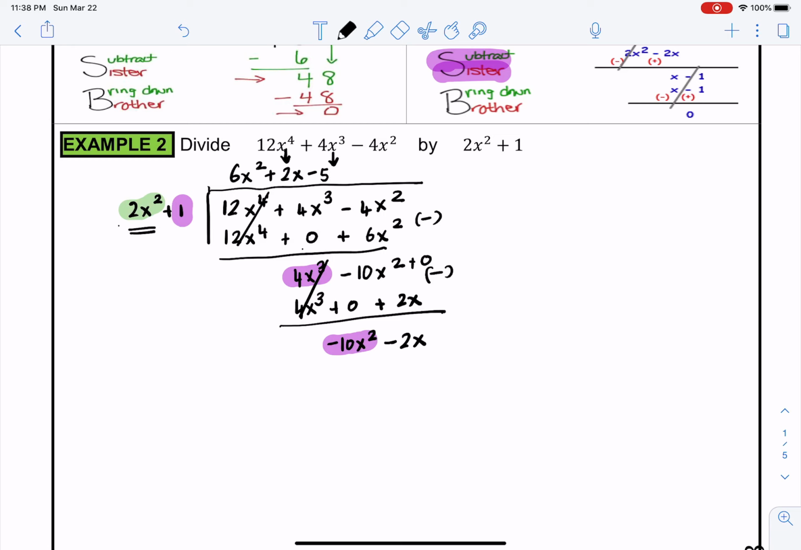So if I put negative 5 here, negative 5 times 2x squared is negative 10x squared, and negative 5 times 1 is negative 5. But I see an x term here, so I'm going to put 0, then I'd have negative 5. So when I subtract, negative 10x squared minus negative 10x squared is positive 10x squared, so those two would go away. Negative 2x plus 0 is negative 2x, and there is a 0 there. 0 minus negative 5 is plus 5.